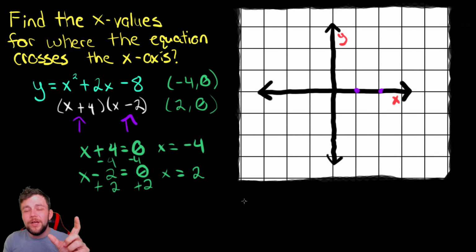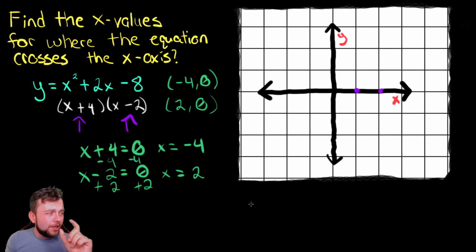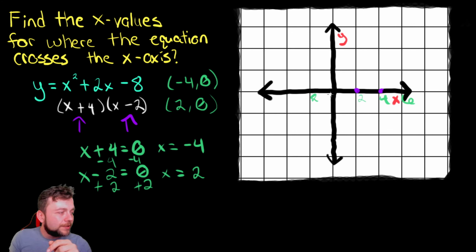We know where this parabola crosses the x-axis now, okay? It's kind of cool. So then it's both points if you didn't notice. Let's just say that this is 2, 4, 6, so that's negative 2, negative 4, negative 6. So at negative 4 and 0, and 2 and 0.